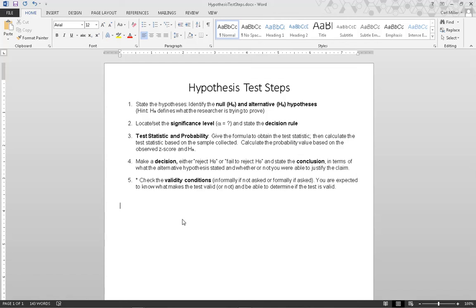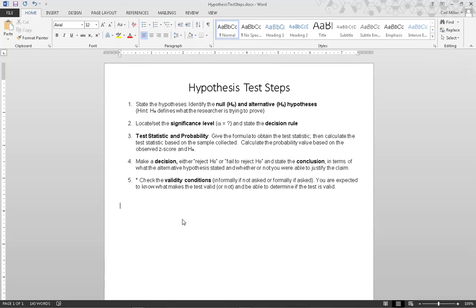Number 3, the test statistic and probability. Here you give the formula to obtain your test statistic, then calculate the test statistic based on the sample you collected. Then you will calculate the probability value based on what you observed for your test statistic, which for now you can think of as a z-score, and the alternative hypothesis, what you're trying to prove about some parameter.